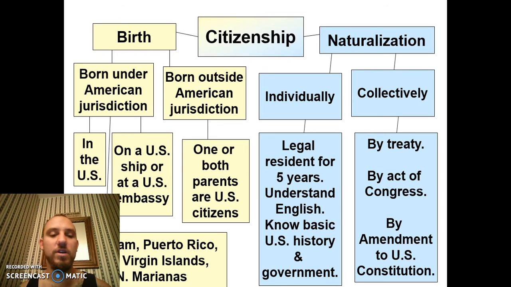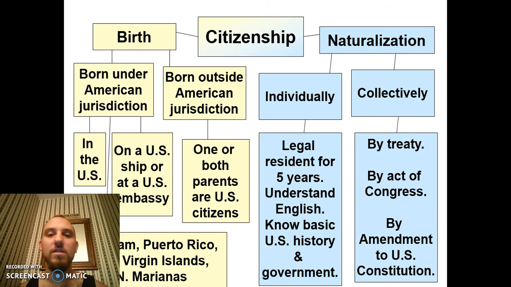And here's a flow chart that shows you sort of the two ways of becoming a citizen of the United States. First is birth, and you can see that you can be born under American jurisdiction or outside of America as long as one or both of your parents are U.S. citizens. Naturalization can happen individually, which is generally the way we look at it, and that means the person emigrating is a legal resident for 5 years, they understand English, and they know basic U.S. history and government.